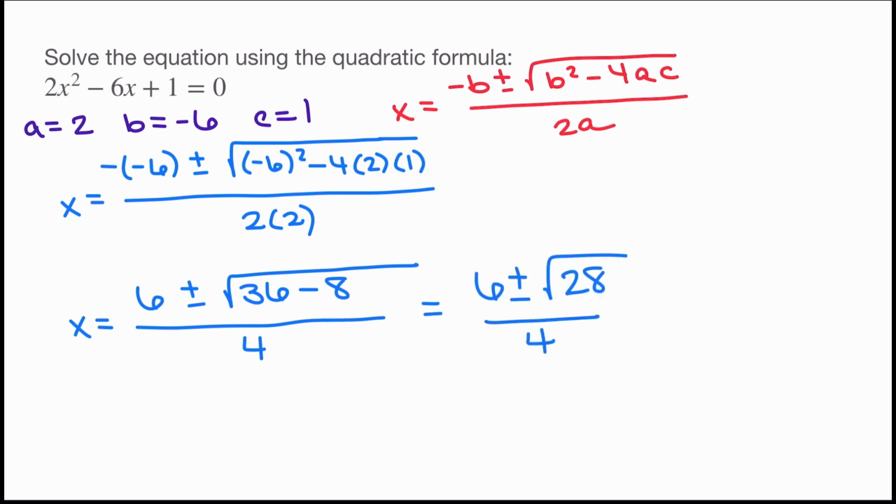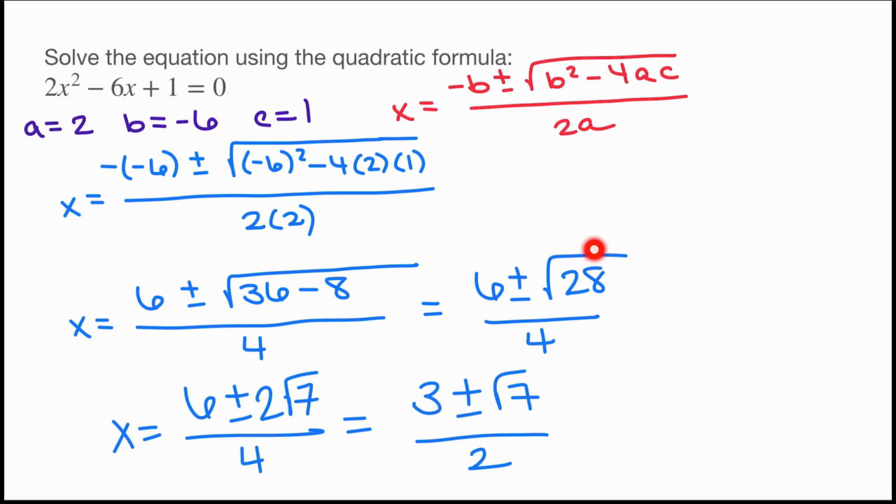So that's 6 plus or minus root 28 over 4. And I think we can simplify this further because 28 is 4 times 7. Square root of 4 is 2. So root 28 turns into 2 root 7. And then I notice that all of the terms, 6, 2 root 7, and 4, are divisible by 2. And so I'm just going to reduce this to 3 plus or minus 1 root 7 all over 2. And there's my final answer.